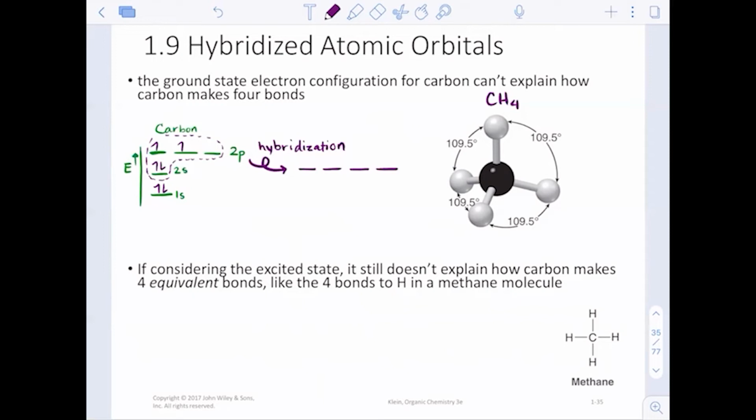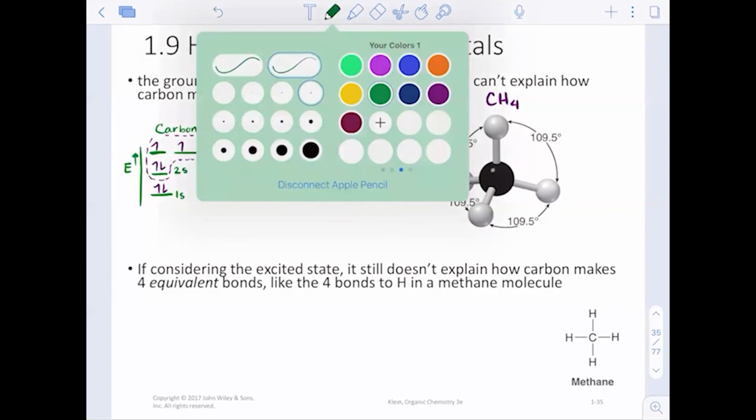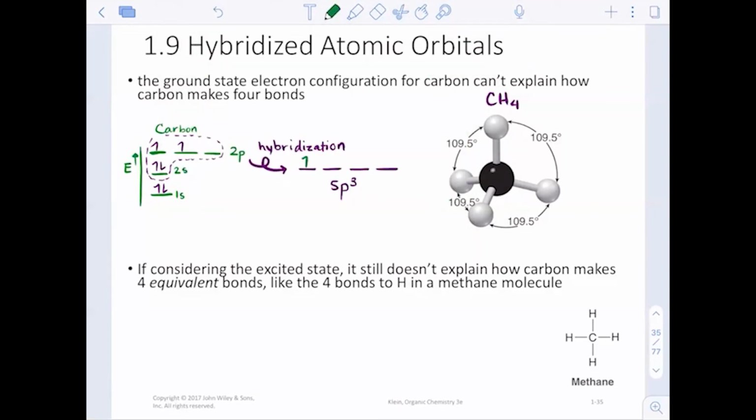And so we take the S and the 3 P's, the X, the Y, and the Z, and we make them into equal energy orbitals that we'll call sp3, because we took an s orbital and 3 P's. Now, what happens to those electrons in the valence for carbon is now they're degenerate. Now they're equal in energy. Now they can all bond the same way.